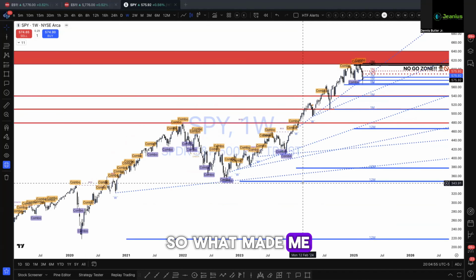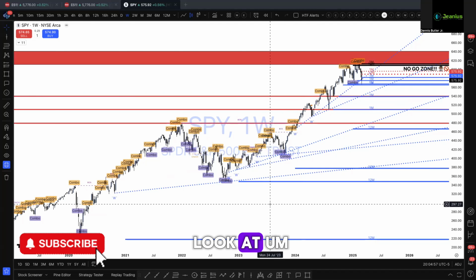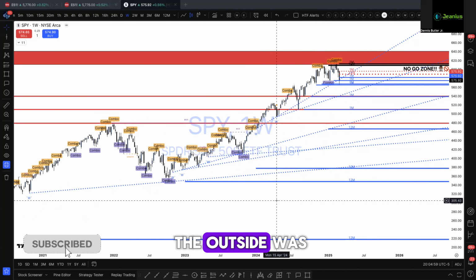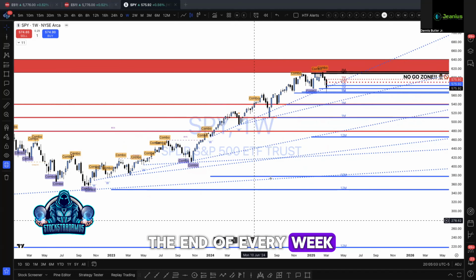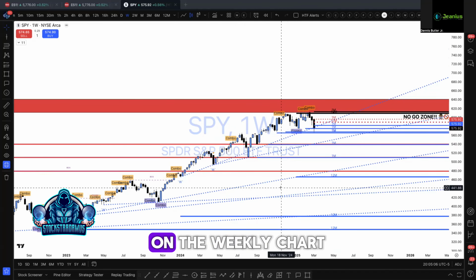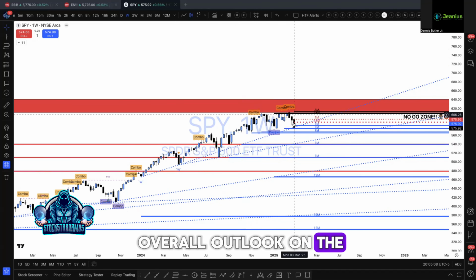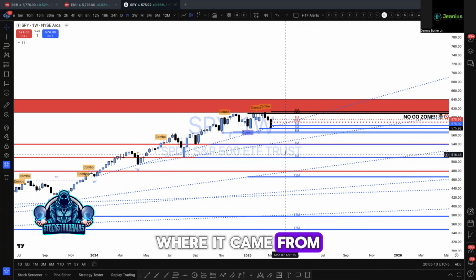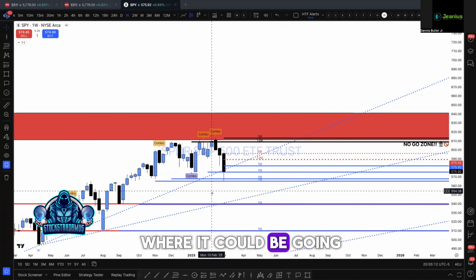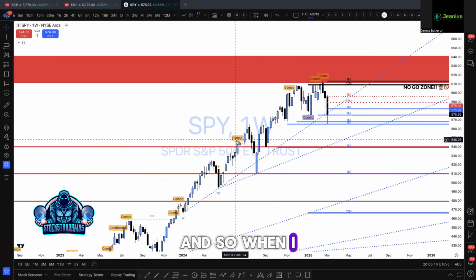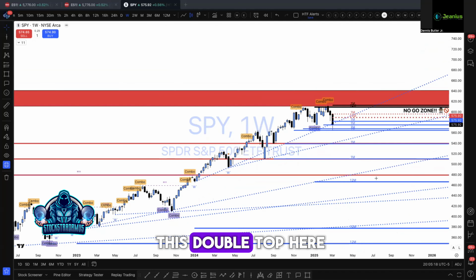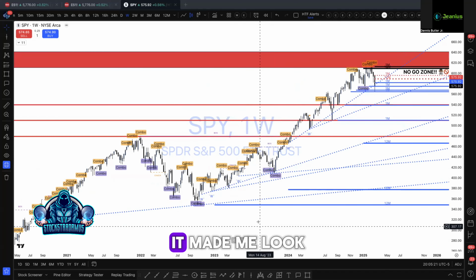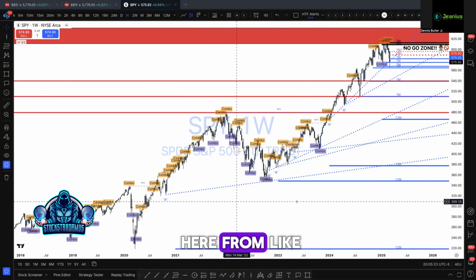So what made me take a deep look at the overall picture from the outside was because, usually, like I said, at the end of every week I look at the overall weekly chart. I look at the outlook on the past week, where it came from, where it went, and where it could be going. And when I look back at it, I started to see this double top here. And once I saw this double top, for whatever reason, it made me look at this low right here.